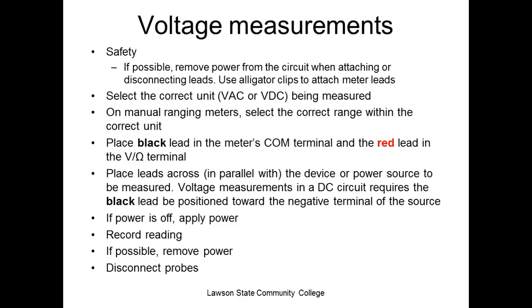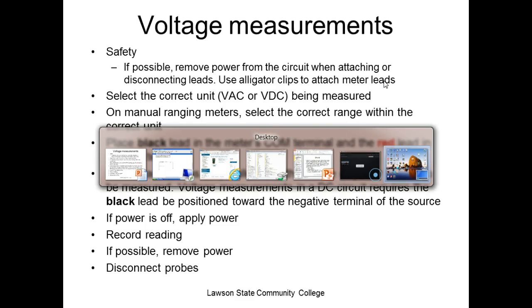If power is turned off, apply the power, record your reading, and if possible, remove power and disconnect the probes. Try not to pull them out of them. In the old meters, the probes would come out pretty easy. On the new probes, the lead that goes into your meter is, you know what I did?